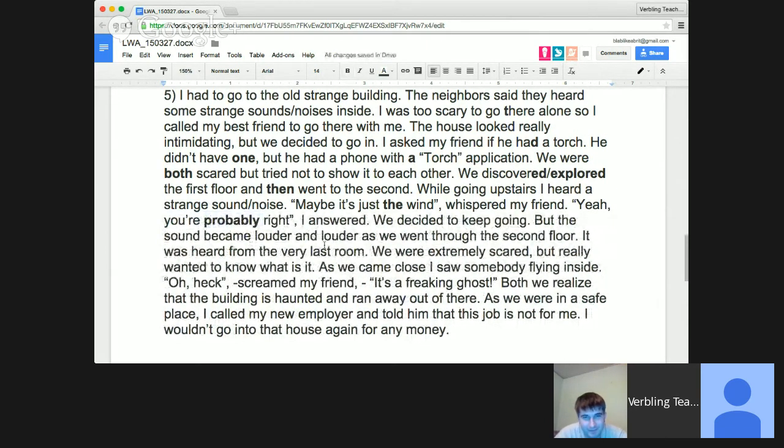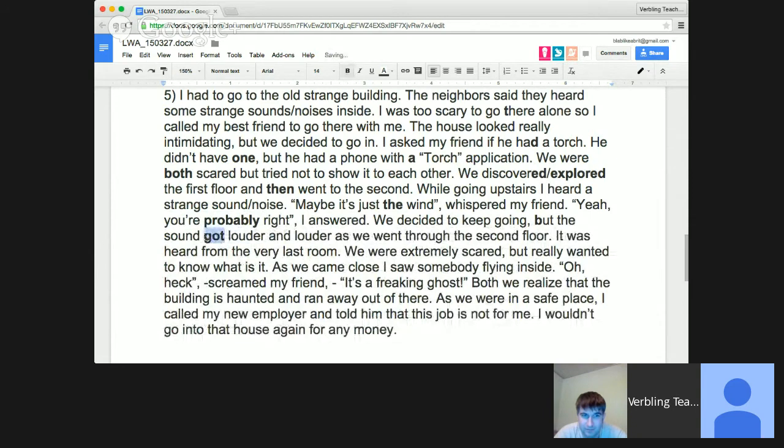We decided to keep going. Yep, better to have just a comma, because you've got "but" as the next word, and we don't usually start a sentence with that. So: we decided to keep going. But the sound became louder and louder. The sound got louder and louder. We don't use the word "become" very much unless we're talking about transformation, whereas this is talking about an increase in intensity. So we would say "got", probably.